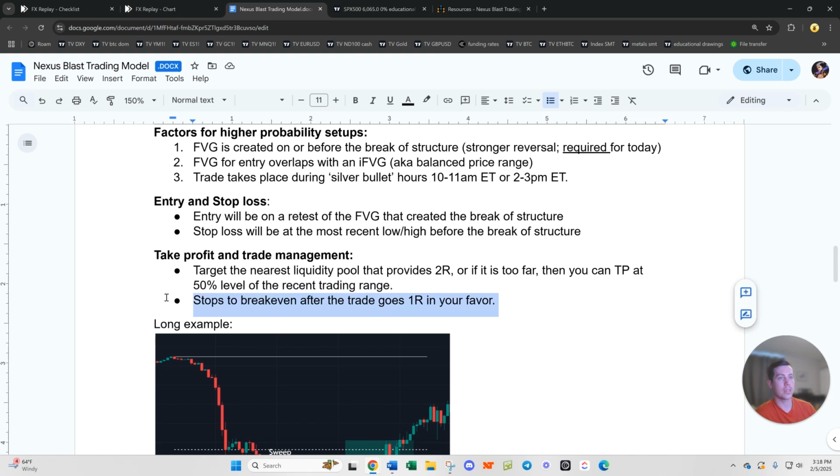And then he moves stops to break even after the trade goes 1R in his favor, and he does do a lot of trims in the example videos that I saw. But just to keep things as simple as possible, we're just going to go break even after 1R, and otherwise let it play out either a 2R win or a break even.